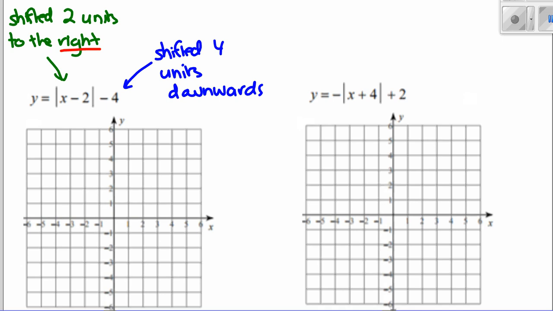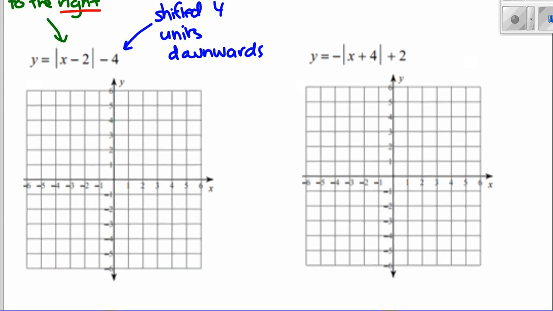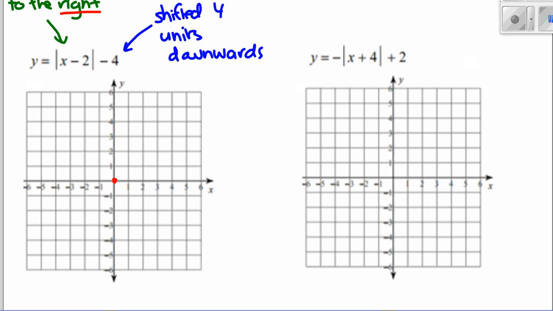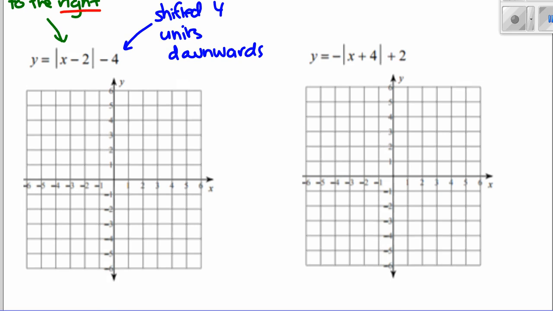So remember the little vertex, a little kind of point, would have been there. So instead go 4 units down and 2 units to the right. So each point you would have plotted, go 4 units down and 2 units to the right, and so on. So from this one, this would have gone 4 units down, 2 units to the right, so it's moved there.